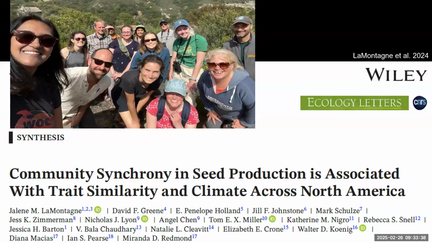So the work I'm presenting today is this paper that came out in Ecology Letters, and everyone listed here is a member of our synthesis working group, and the co-PIs on it are Miranda Redmond and Elizabeth Crone, and all those happy folks during our first visit. So we were funded in early 2021 and didn't have our first meeting in person for quite a while.